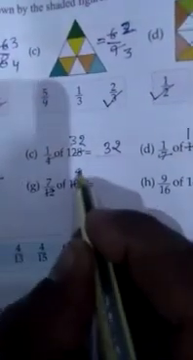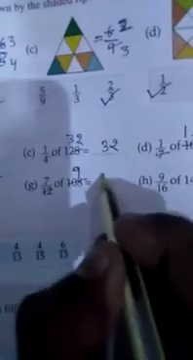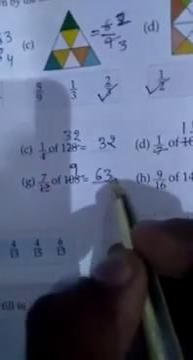So it will be 9 times. Now we will multiply 9 and 7. So it will be 63. So we will write 63.